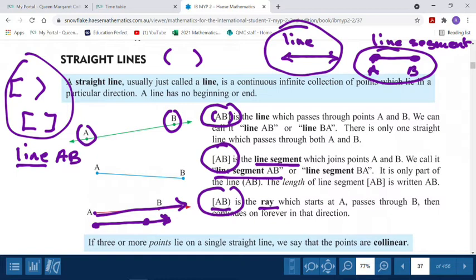All right. Now, next thing. If three or more points lie on a straight line, they are called collinear. So the word collinear just means that they lie on a single straight line. Now, it's 3 points, 4 points, 20 points. It doesn't matter. Three or more points that lie on a straight line are said to be collinear. They all lie on the same line.